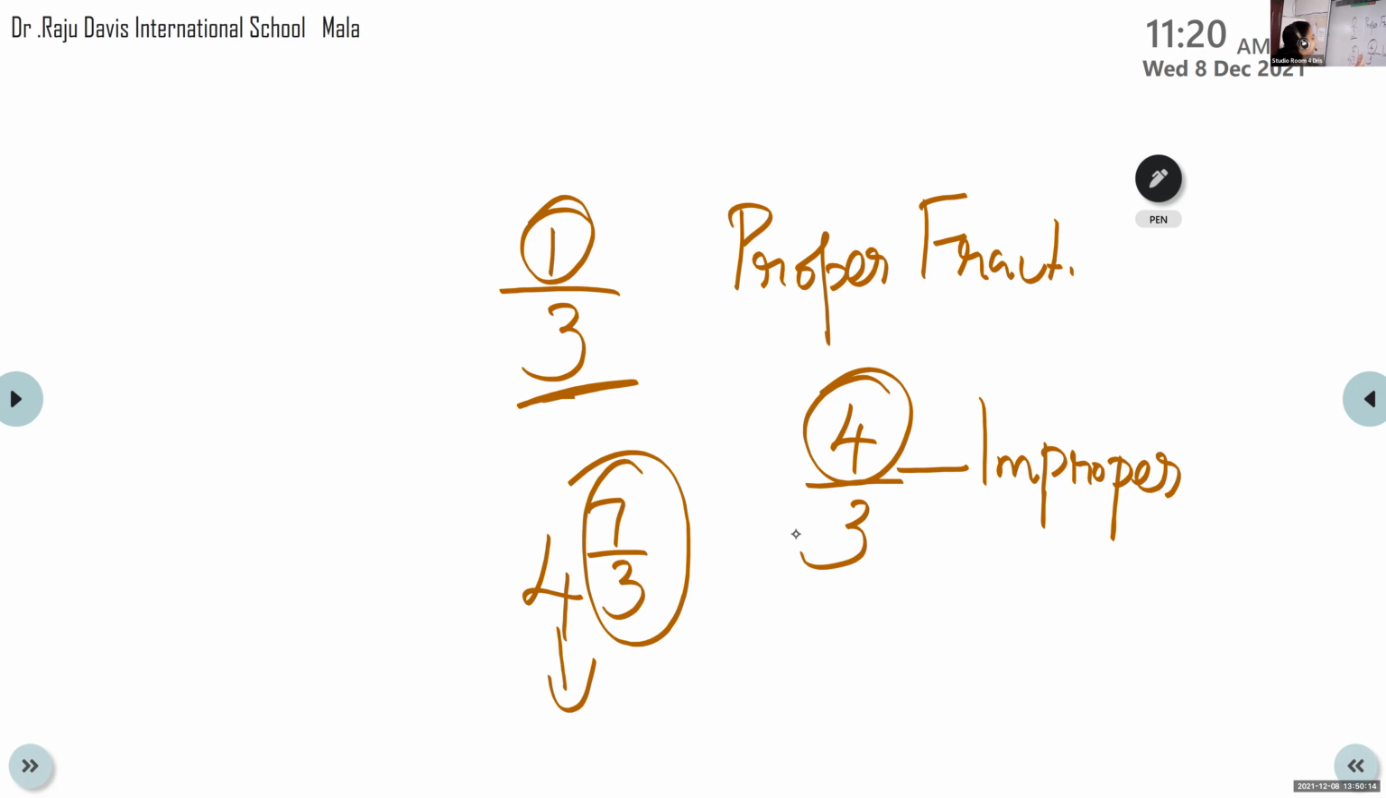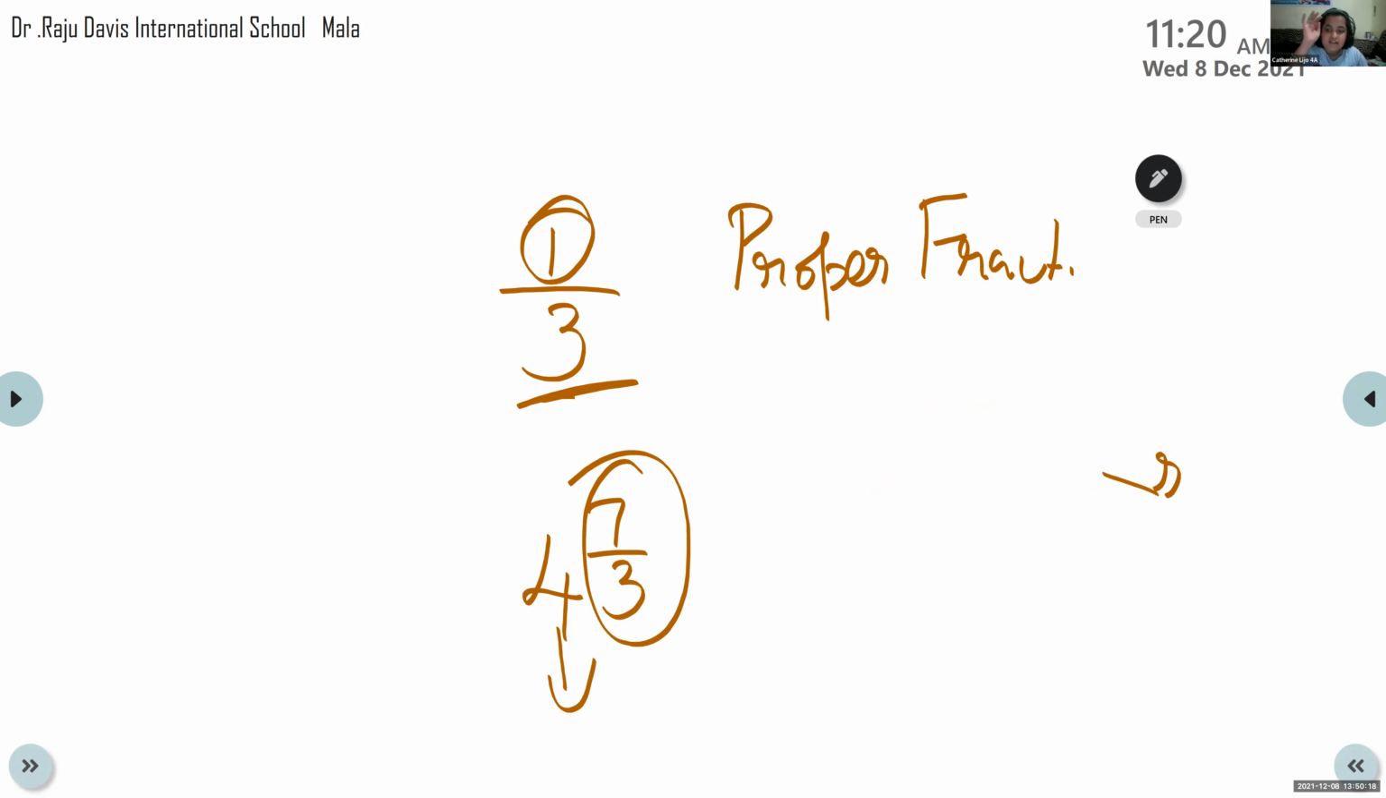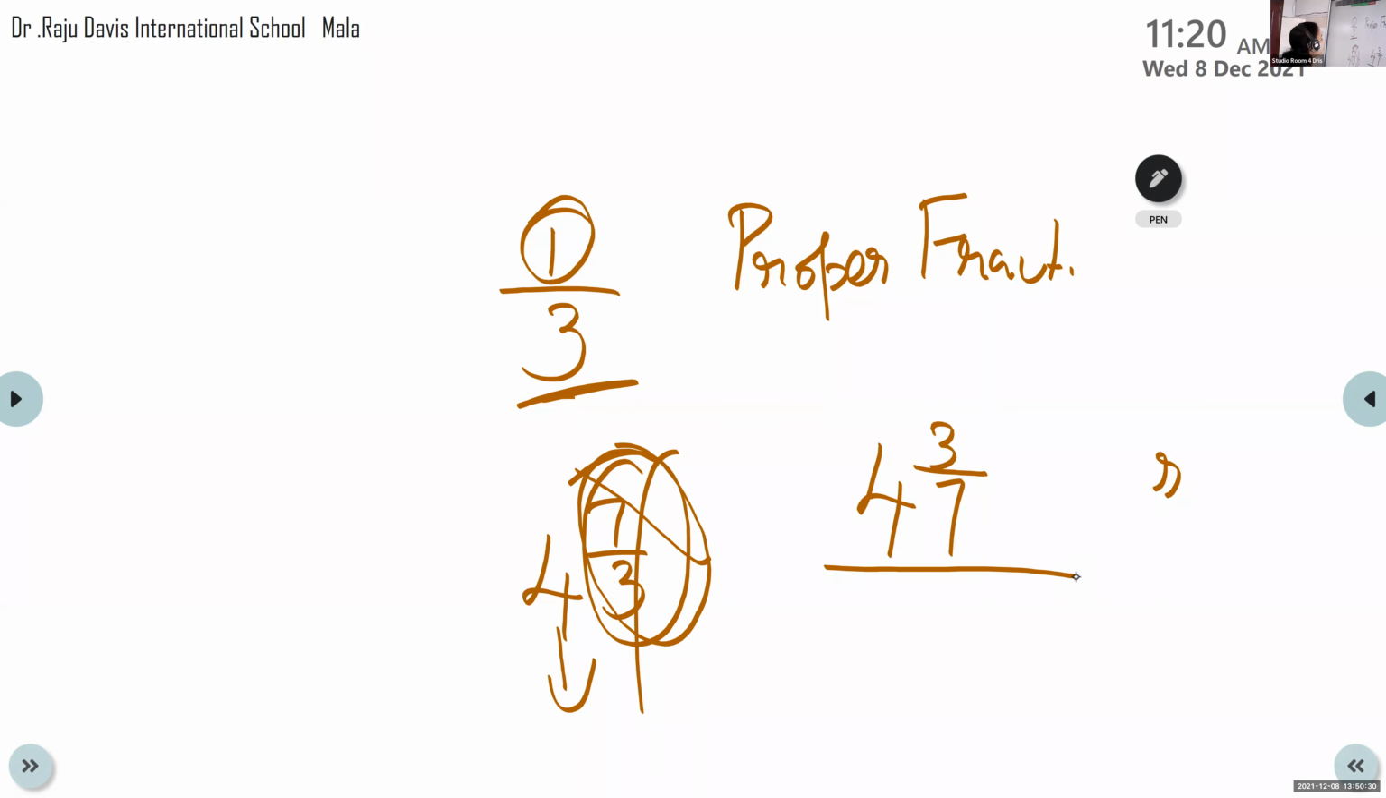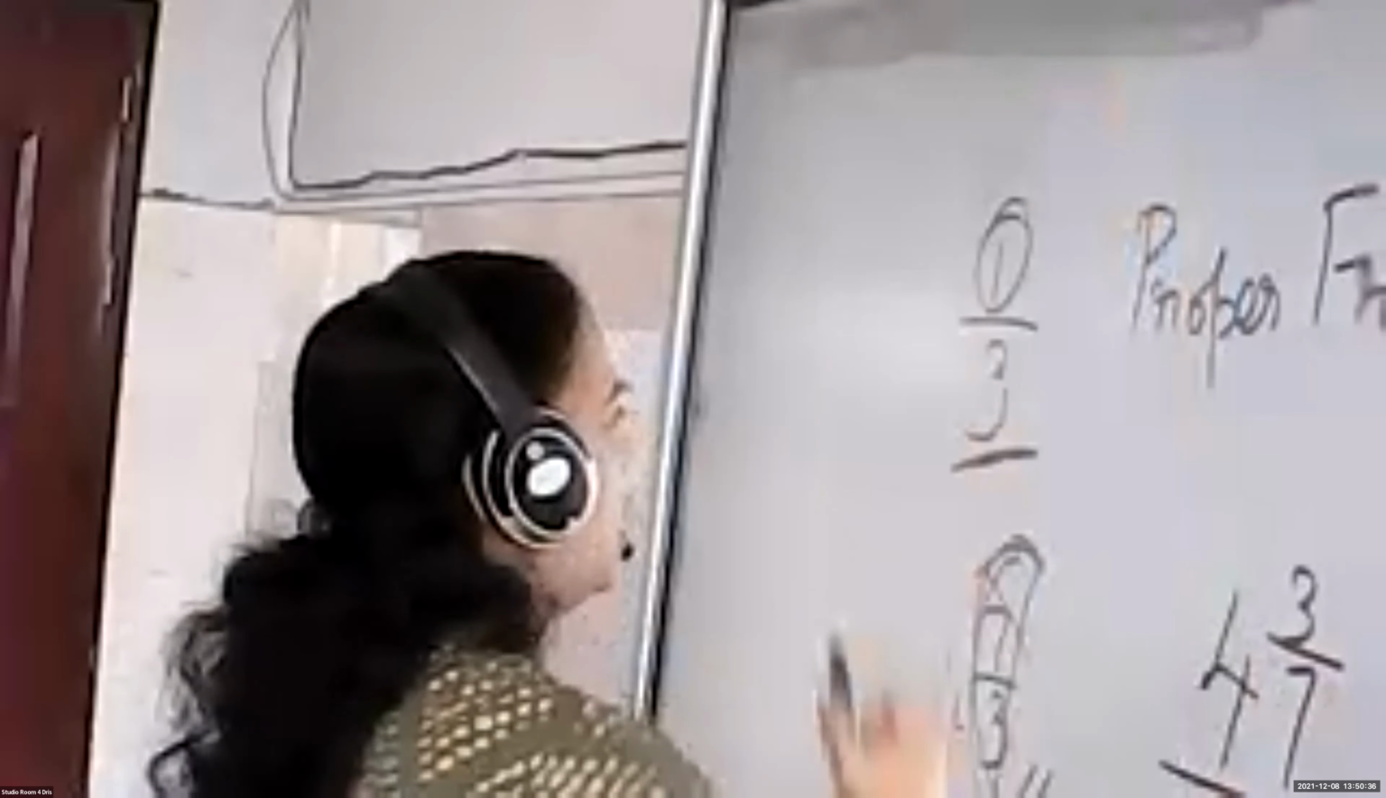So how can you change this to make it a proper fraction? Yes, 3 by 7. We can write 4 and 3 by 7. Yes, very good. See, 7 by 3, children, we cannot write because that is not a proper fraction. Mixed fraction means we should have a whole number and a proper fraction. Understood?